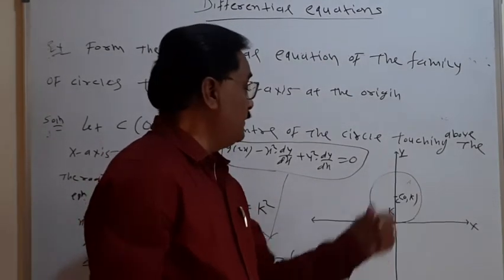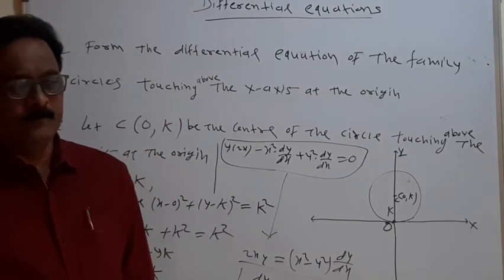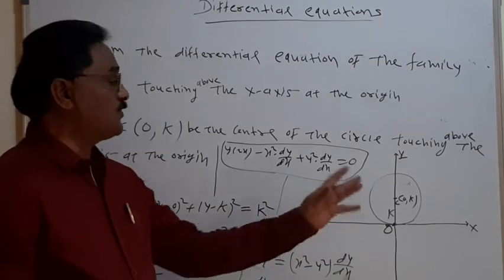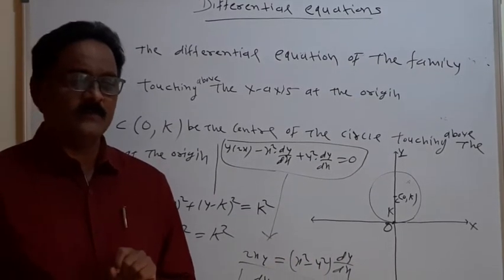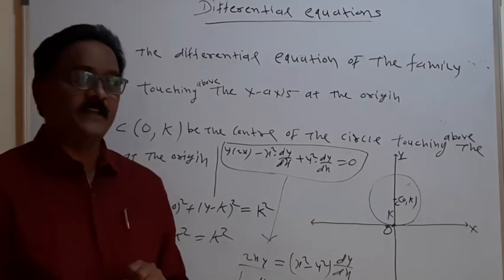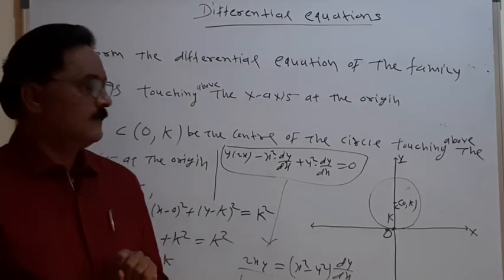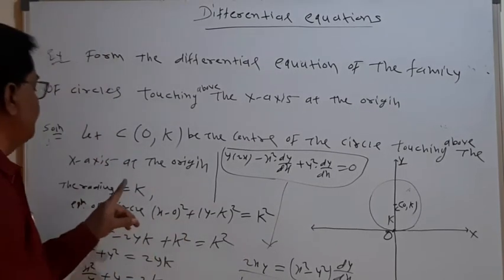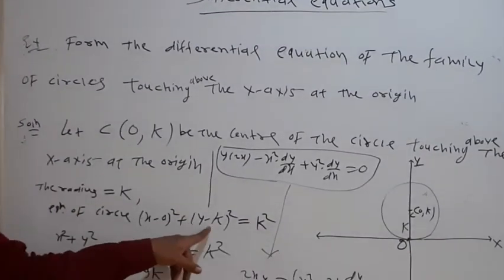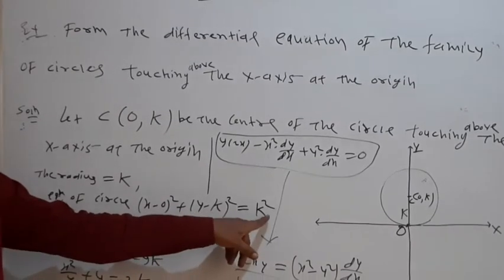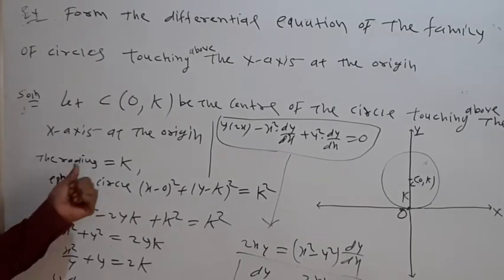So the center is known, the radius is known. Then the center-radius form of the circle: suppose h, k is the center. Then x minus h whole square plus y minus k whole square is equal to r square, if r is the radius. Here k is the radius. Here h is 0. So x minus 0 whole square plus y minus k whole square is equal to k square. The center is given as 0 comma k and the radius is k.